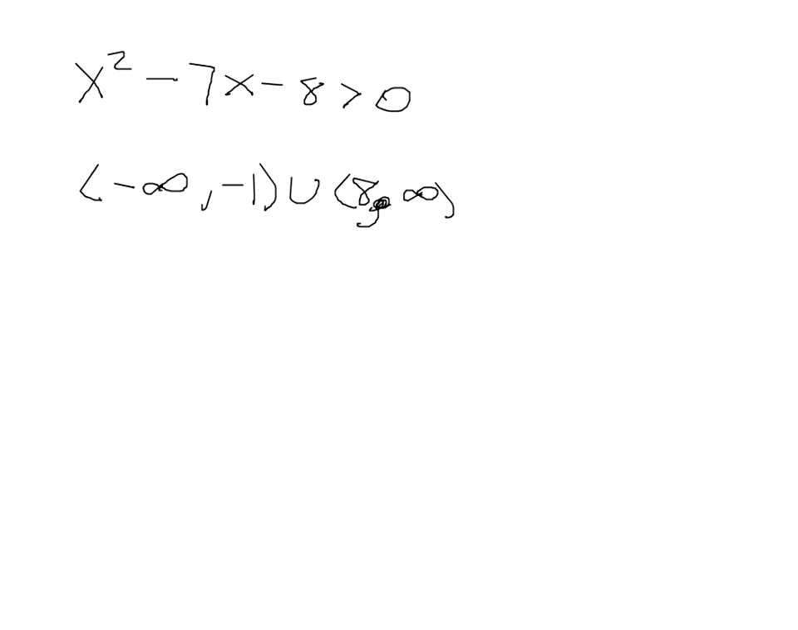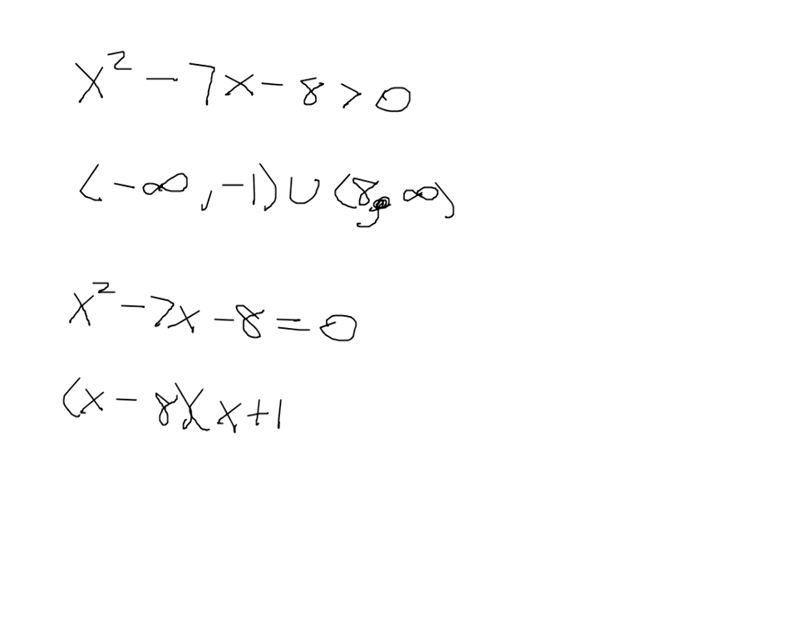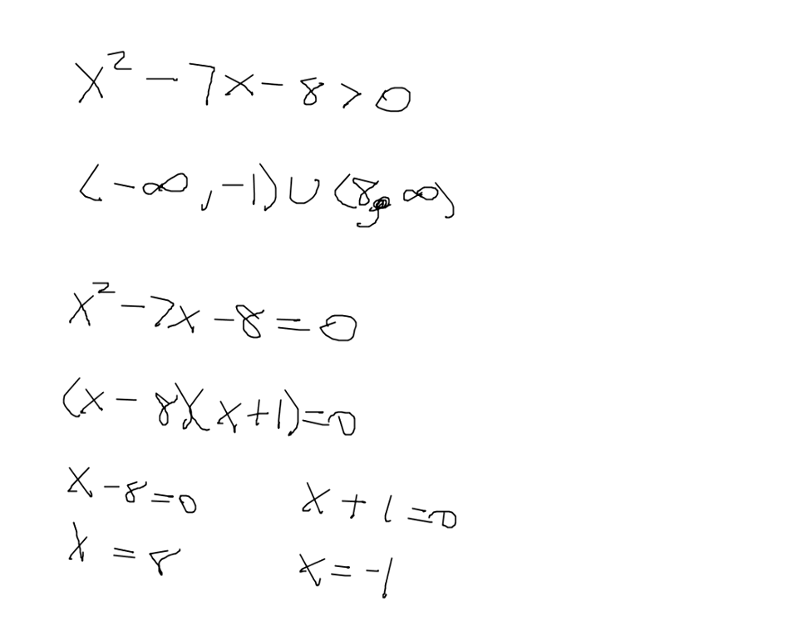Now, it might be hard to find some of these x-intercepts. So there's another way, an algebraic way to find these x-intercepts. So we set the quadratic equation equal to 0, and we solve the equation. This one factors. So I get x equals 8 and x equals minus 1.